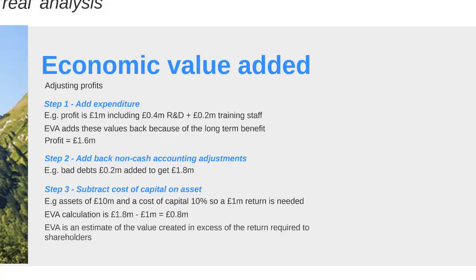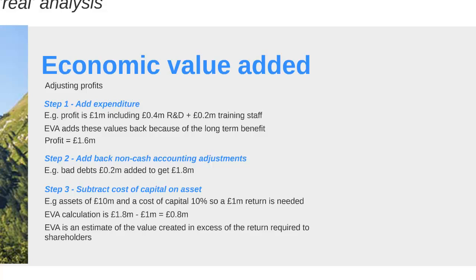So, quick summary here that the EVA is an estimation of the value created in excess of the return required to shareholders. So we've taken into account our 1 million cost of capital, but we've also taken into account that 0.4 million investment in research and development and that 0.2 million investment in training staff, which if we had used a traditional method of assessing profits, we wouldn't have taken those into account.